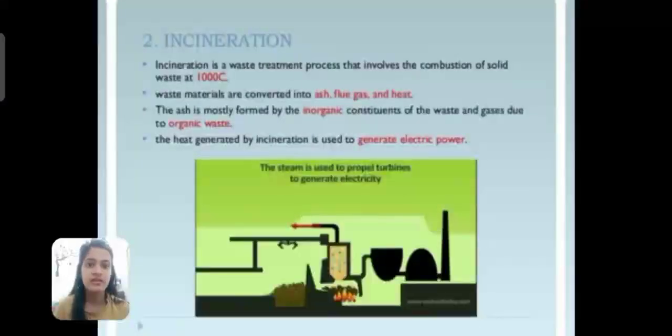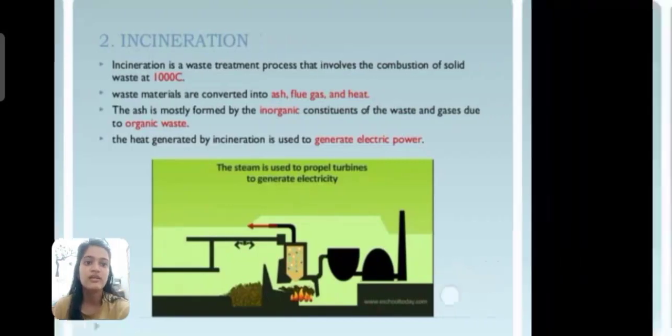Second, incineration. Incineration is a waste treatment process that involves the combustion of solid waste at 1000 degrees Celsius. Waste material is converted into ash, flue gases and heat. The ash is mostly formed by the inorganic constituents of the waste and the gases by the organic waste. The heat generated by incinerators is used to generate electric power.